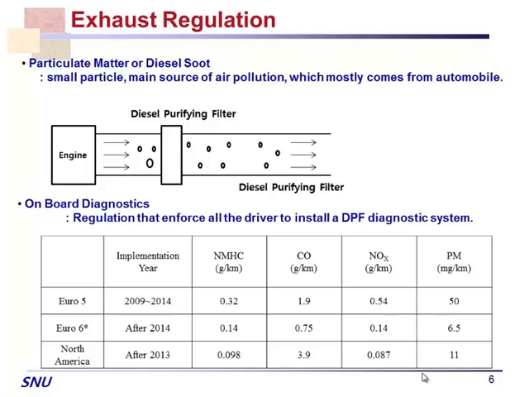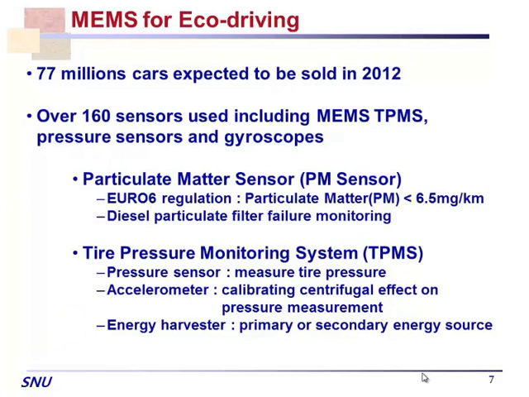This is quite necessary because the regulations for cars in the following years are very strict. It's becoming strict, such that we have a lot of toxic gases from the car and particulate matter. In the Euro 6 regulation, in 2 years, we should have less than 6.5 milligrams per kilometer. That's quite strict regulation. As I said, in the Euro 6 regulation, it has to be smaller than this.